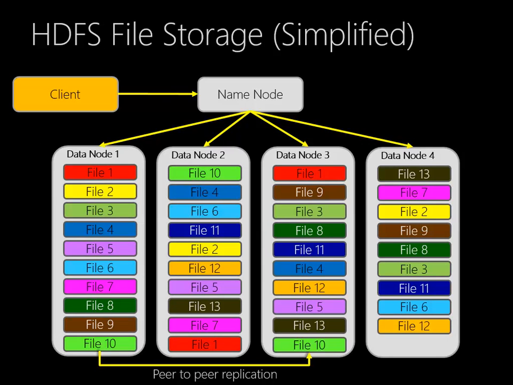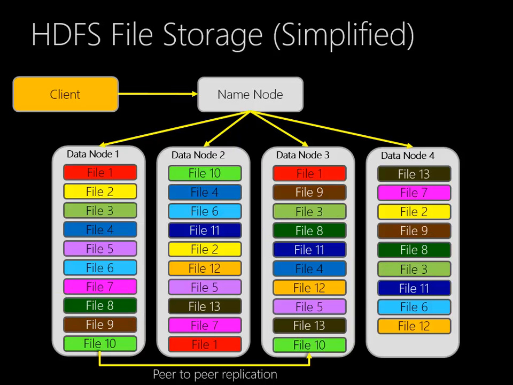The name node keeps track of where they are, and the name node will know which nodes have a copy of which files. So in this example, data node 1 has file 1 through 10. But notice that data node 1 has file 1, so does data node 2 and 3. For file number 8, data node 1 has a copy, and so does data node 3 and data node 4.